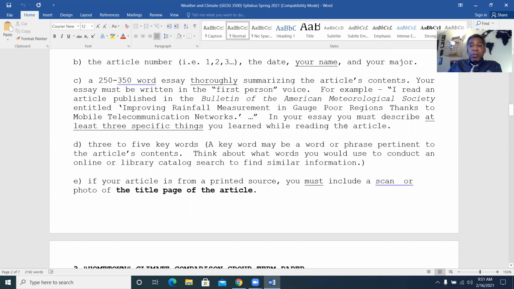In your essay, describe at least 3 things you learned while reading the article. Include 3 to 5 keywords. A keyword is a word or phrase that speaks to the core theme of the article. If you found an article about this ice storm that struck Nashville, Tennessee, one of your keywords is obviously going to be the location, Nashville, Tennessee. Another keyword might be, in this case, sleet. I don't think we got freezing rain. There is a difference between sleet and freezing rain. We'll talk about the various forms of frozen precipitation later on.